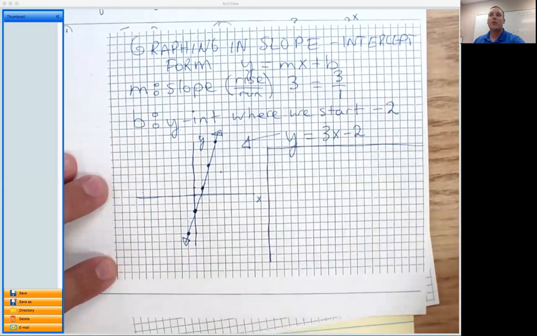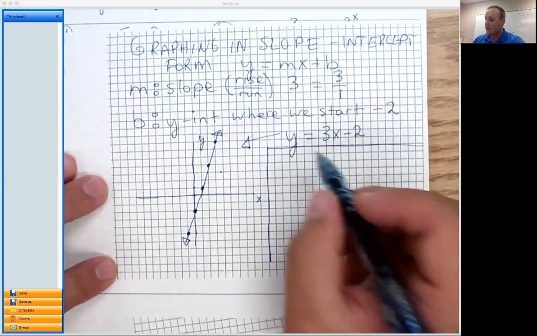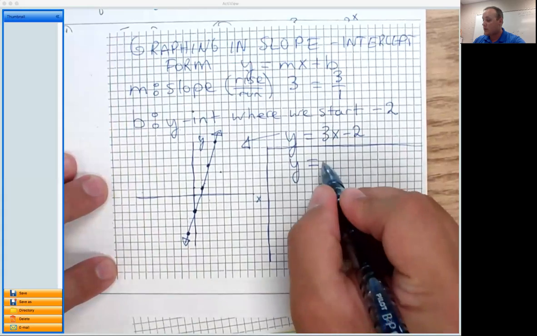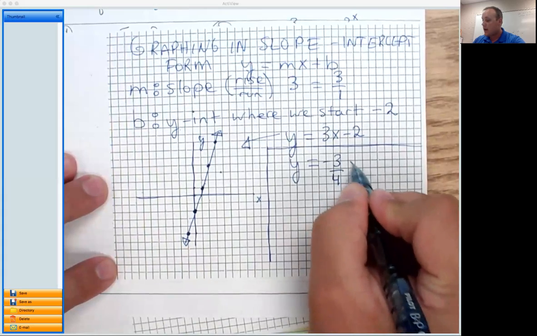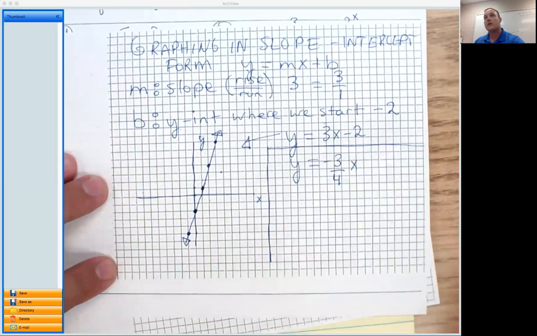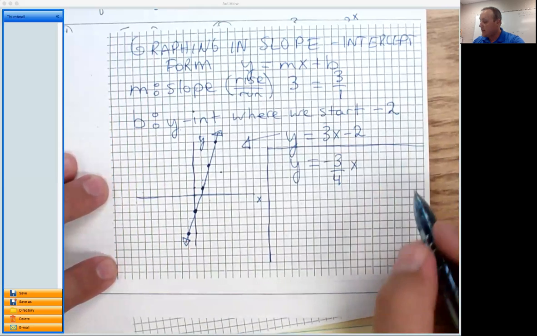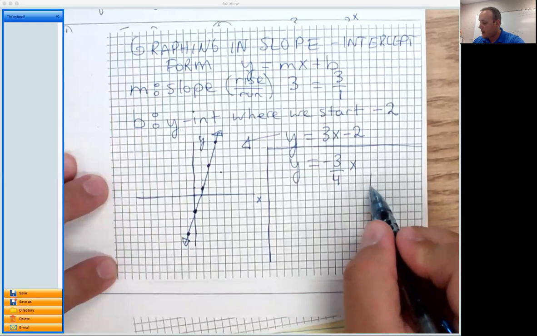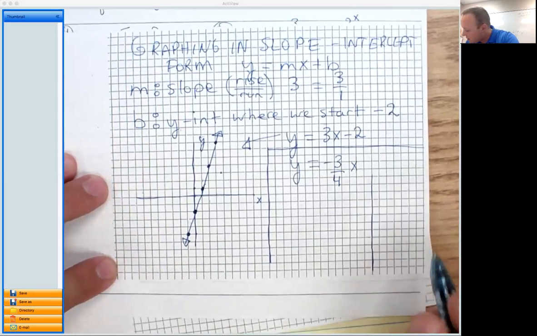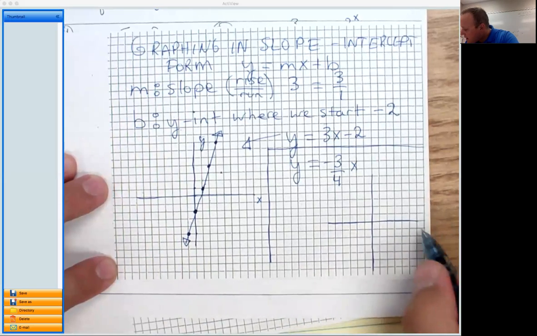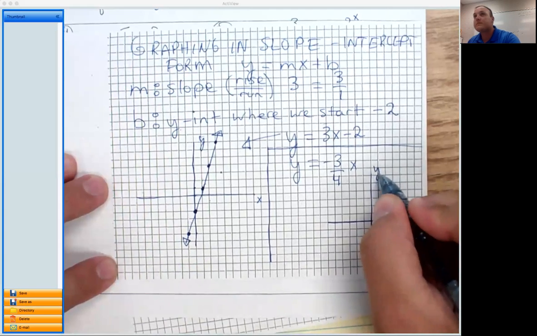Okay, we are going to do one more. Let's do one with a fraction. Y equals, let's say, -3/4 x. So now my slope is -3/4. So draw another xy axis right here. X, Y.